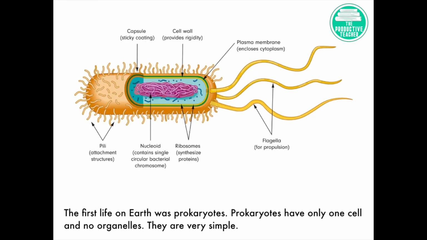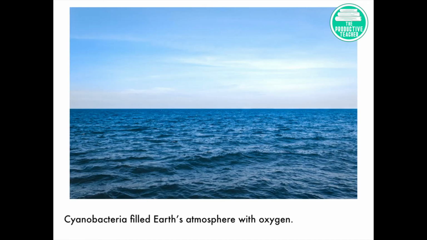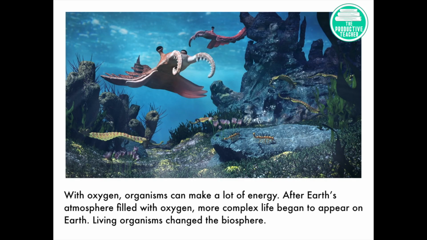The first life on Earth was prokaryotes. Prokaryotes have only one cell and no organelles. They are very simple. Around 2 billion years ago, a type of prokaryote called cyanobacteria began using sunlight, carbon dioxide, and water to make sugar and oxygen. Scientists call this photosynthesis. Cyanobacteria filled Earth's atmosphere with oxygen. With oxygen, organisms can make a lot of energy. After Earth's atmosphere filled with oxygen, more complex life began to appear on Earth. Living organisms changed the biosphere.